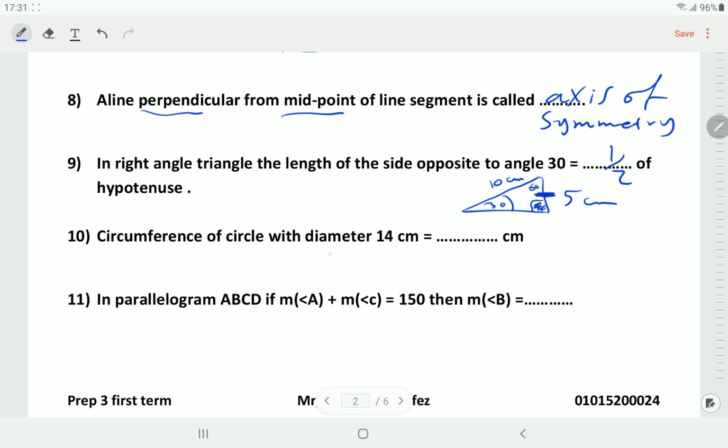Circumference of a circle with diameter 14. You can write the circumference of a circle with this law: pi times d equals 22 over 7 times 14. Then we can simplify, and it's going to be 44 centimeters.